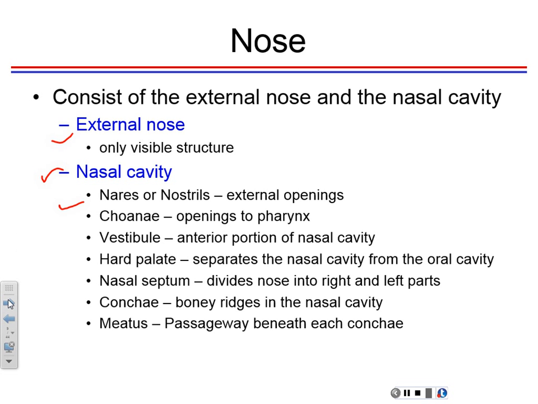So the nares or nostrils, sometimes called external nares, that's the opening of the nose you see out here. And then the choani or internal nares, sometimes called posterior nares, is the opening of the nose into the pharynx, into the throat area. The vestibule is the anterior portion of the nasal cavity; a vestibule is like a space. And then of course the hard palate, which is the floor of the nose.